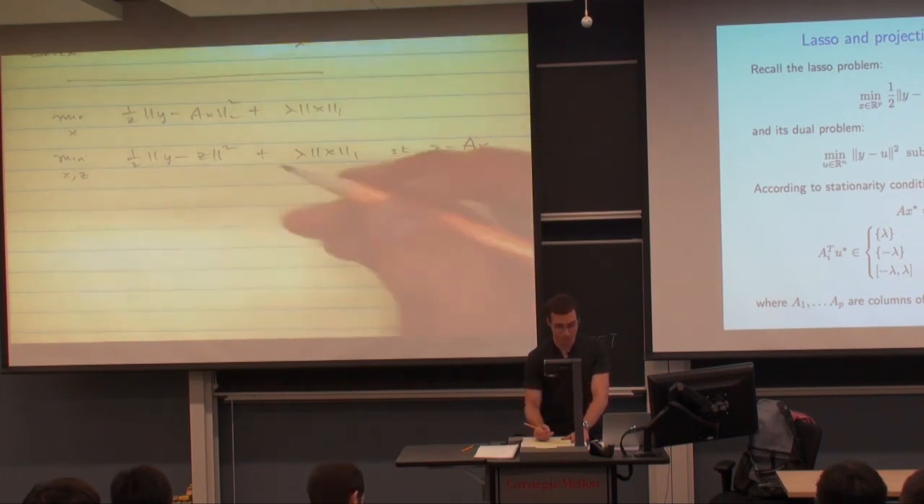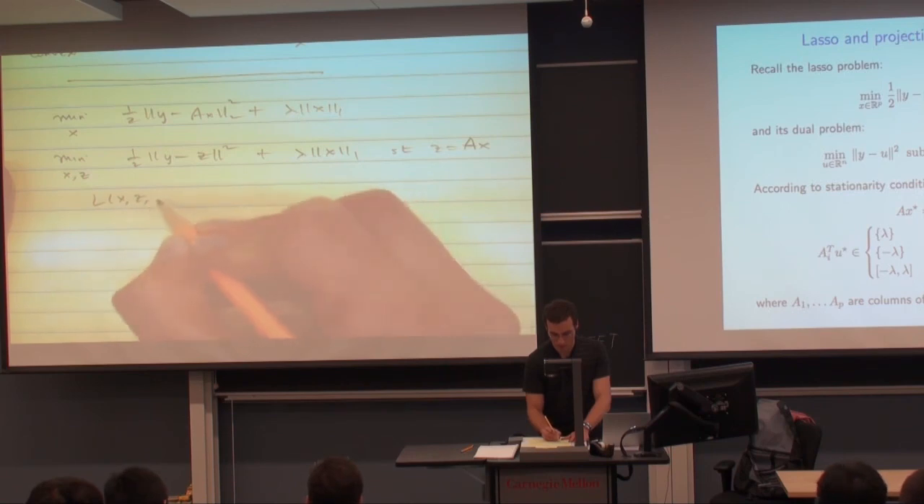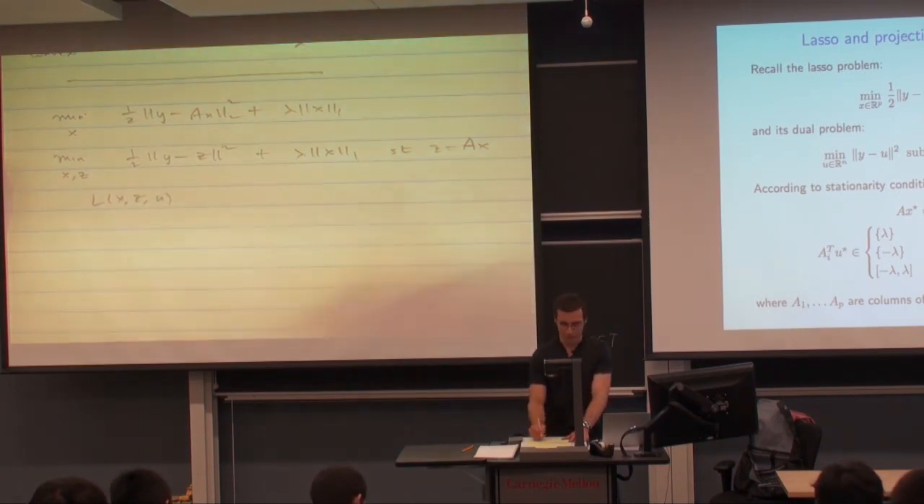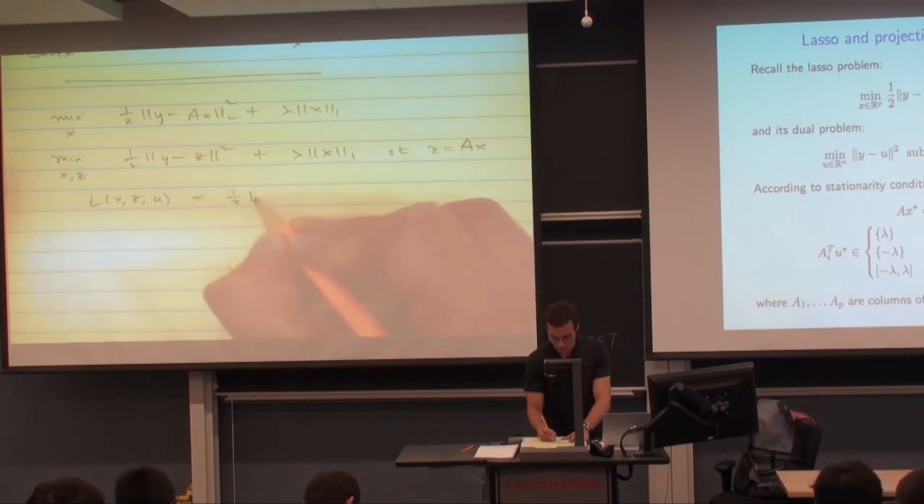And now I can write down this Lagrangian, which is a function of x and z, my primal variables, and u, the dual variable I introduced for this constraint. And that looks like this.